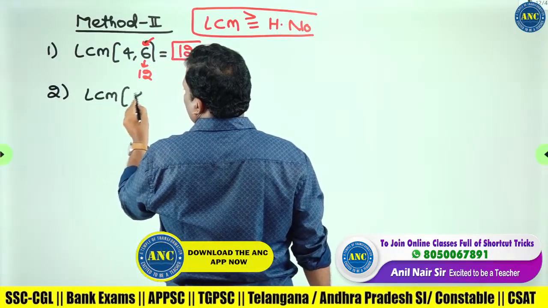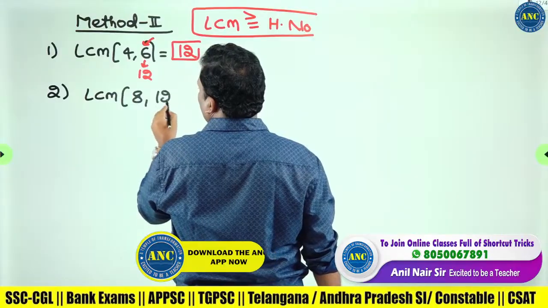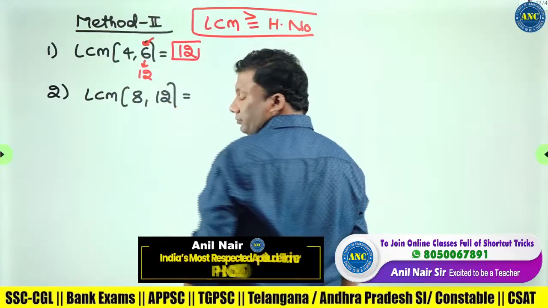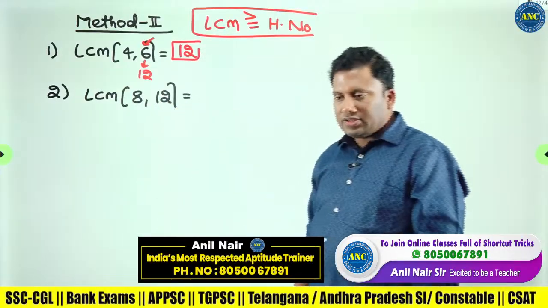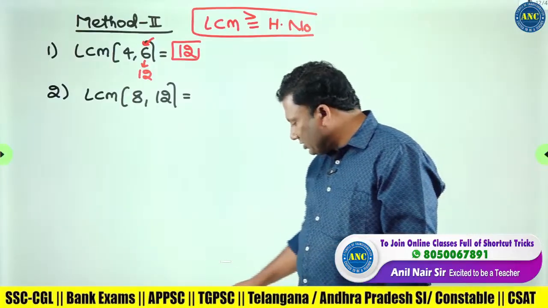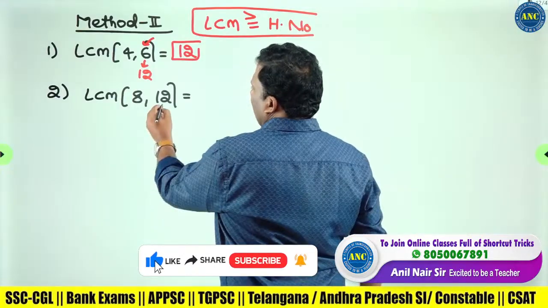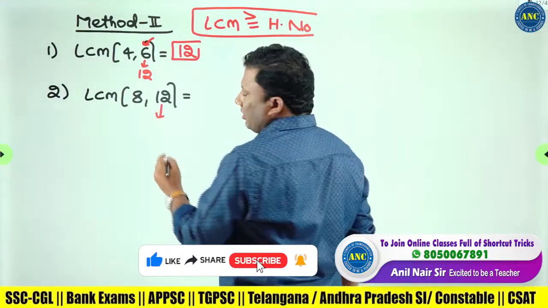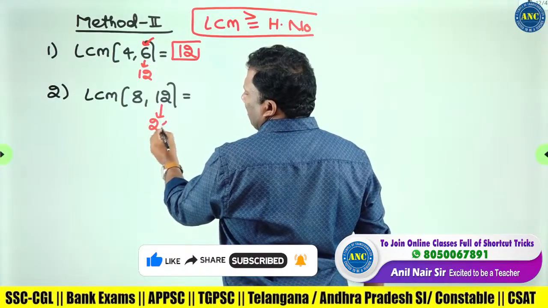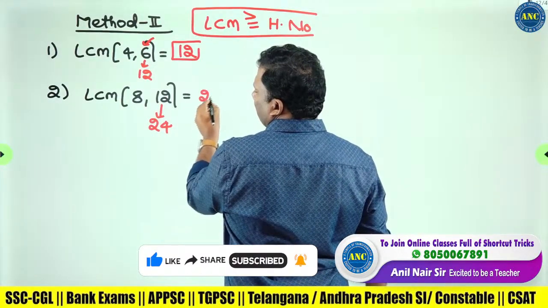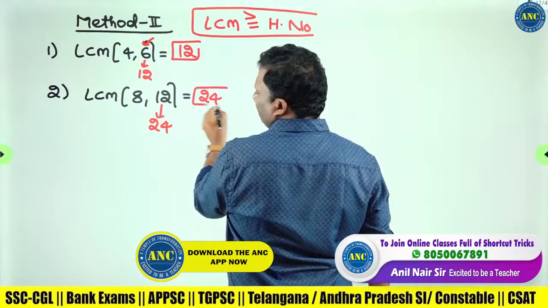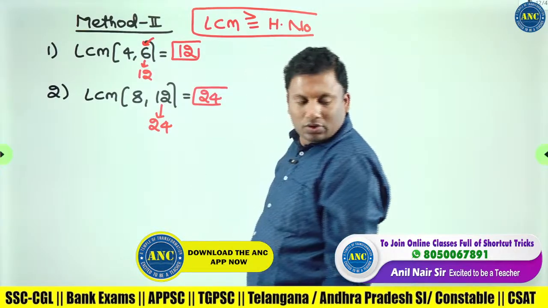LCM of 8, 12. 12 is not divisible by 8. Take the next multiple of 12, which is 24. 24 is divisible by both. Answer is 24.